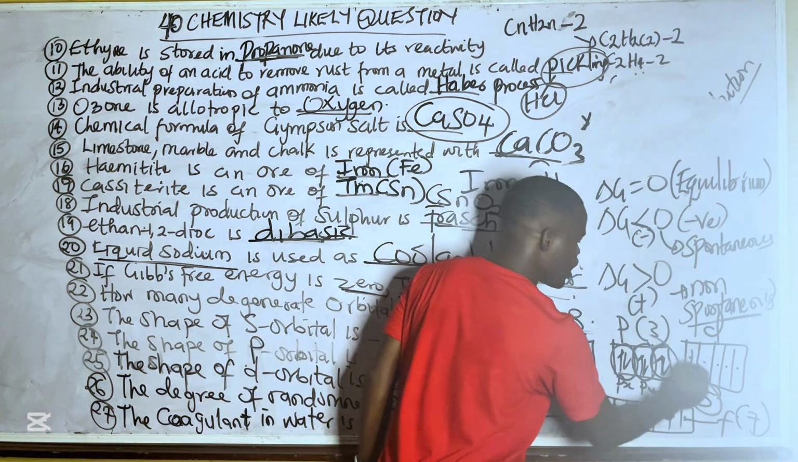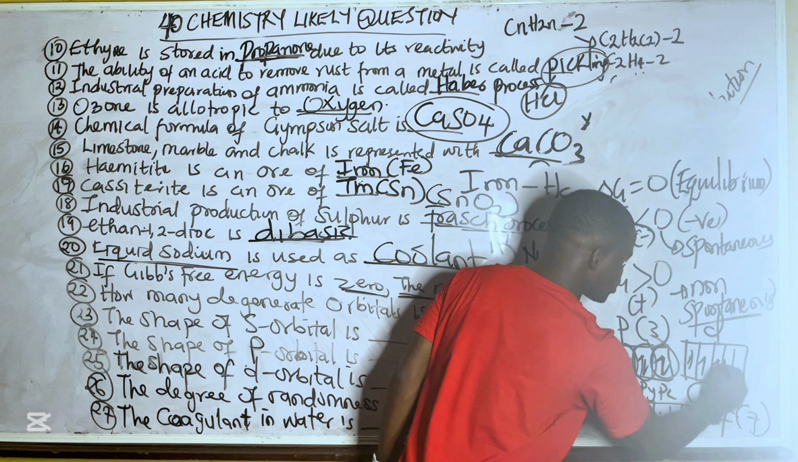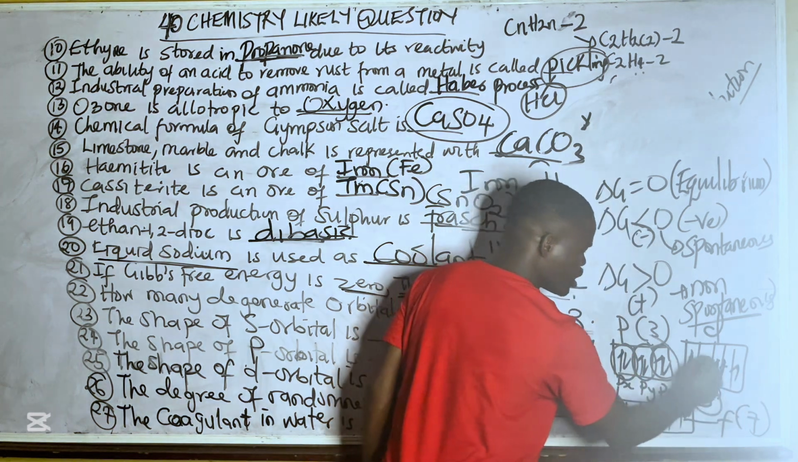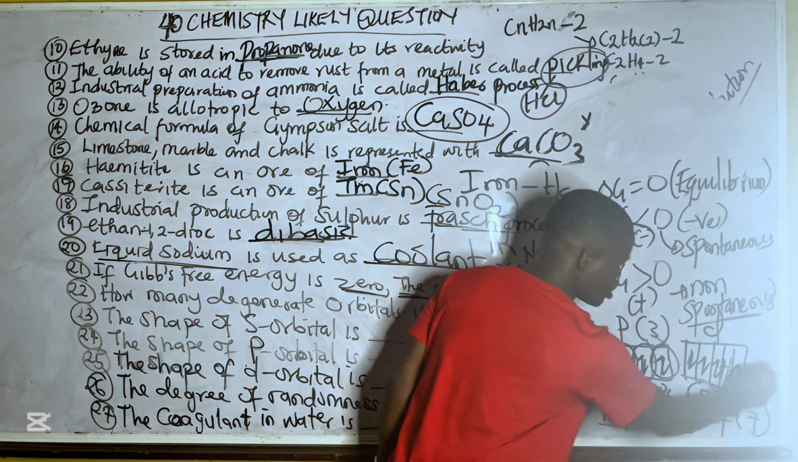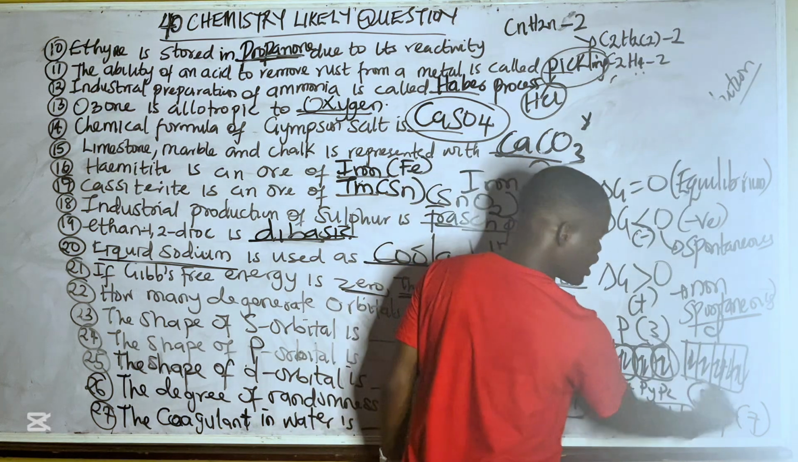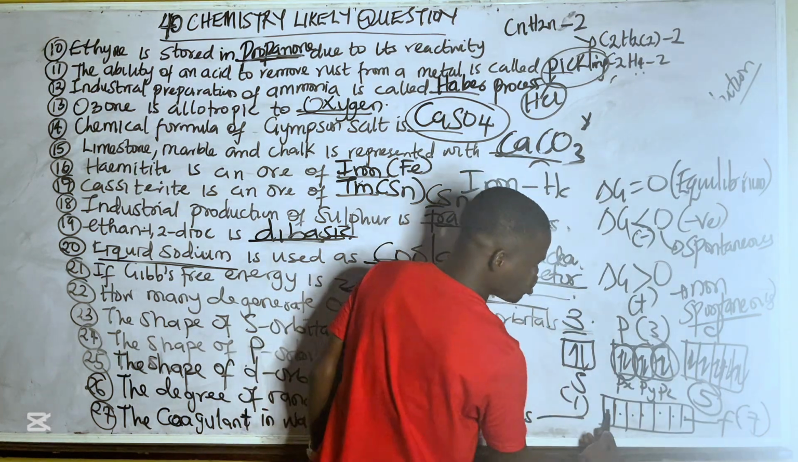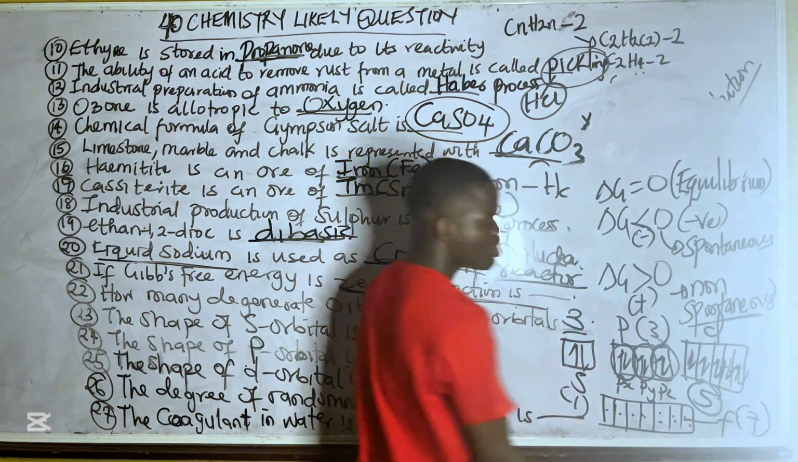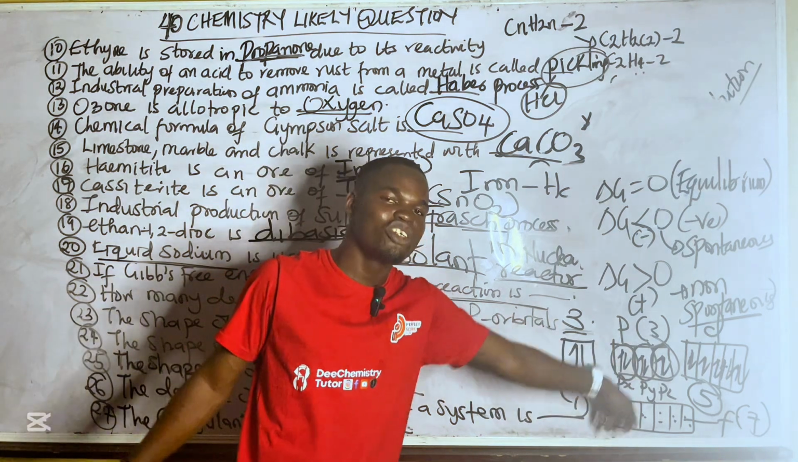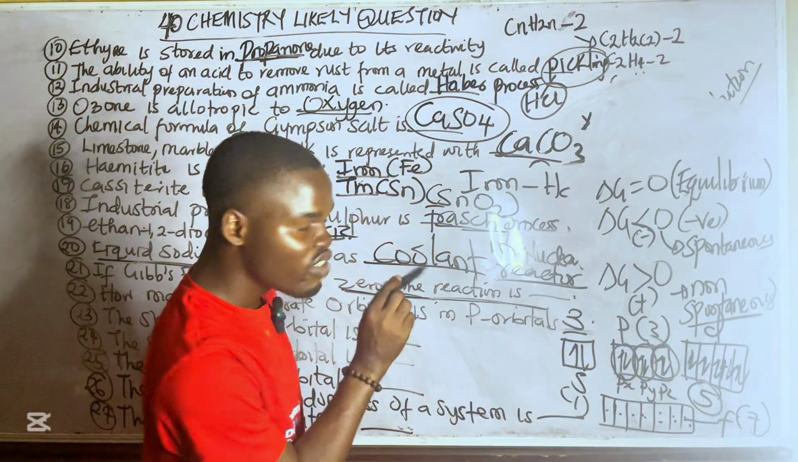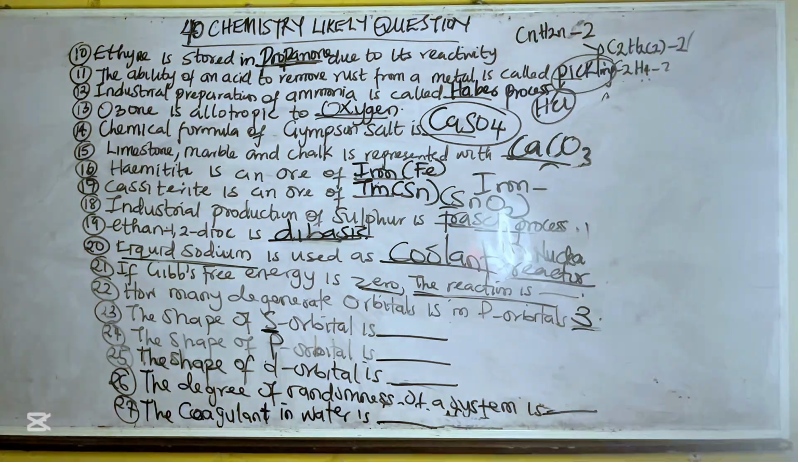The d orbital can occupy 10 electrons. The f has 7 rooms: 2, 2, 2, 2, 2, 2, 2. That's 7 times 2, 14 electrons for f orbitals. This is very, very important. And don't forget what I did.